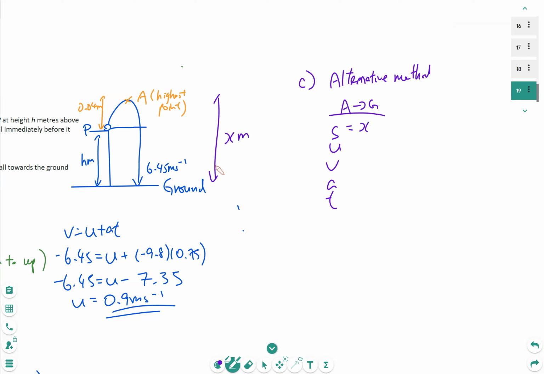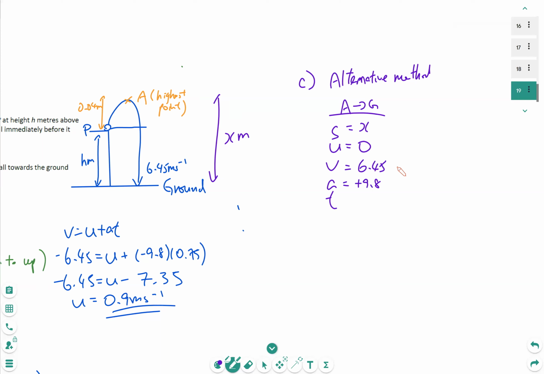Initial velocity, we start from A, is 0, because A is the highest point. Final velocity will be 6.45. Now, why is it 6.45 but not negative? Because if we start a journey from A to G, there is no upward motion. If there's no upward motion, you can make it positive or you can make it negative. It doesn't matter. I'm going to stick with positive in here. A will be a positive 9.8, positive because in this case you're just accelerating, right?